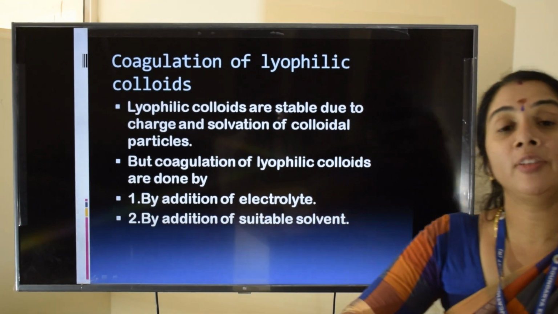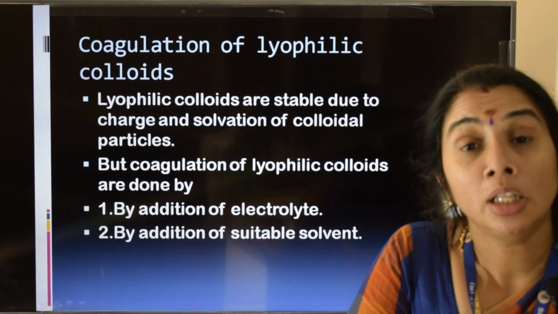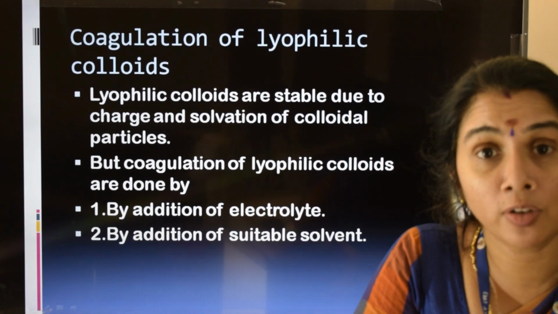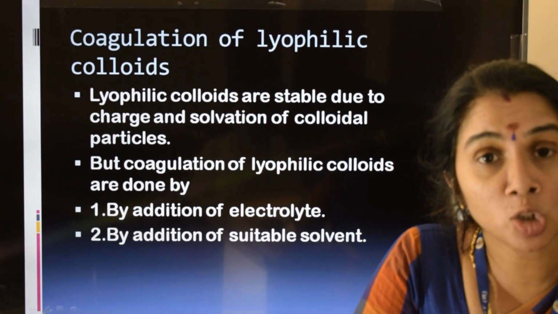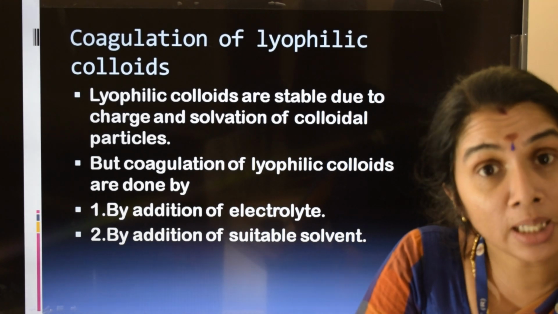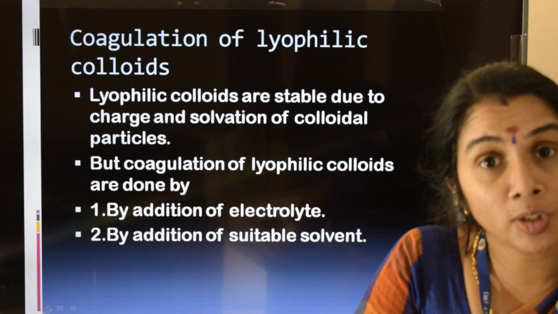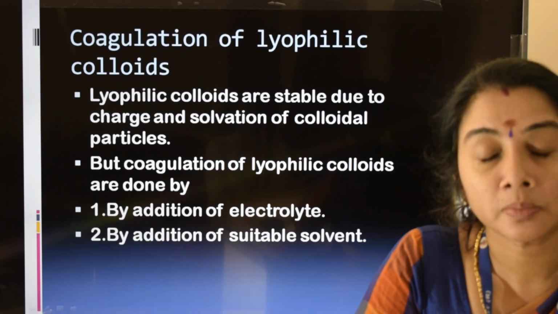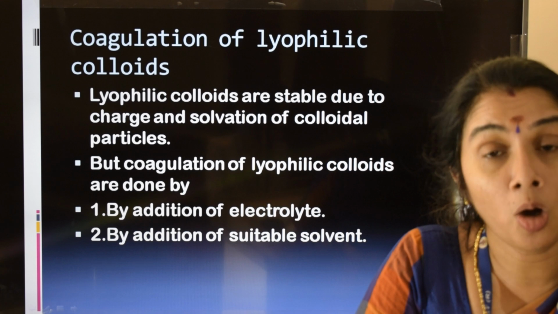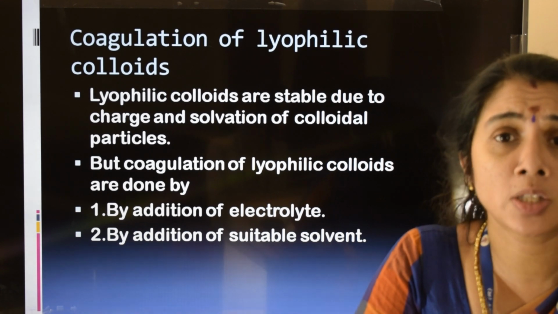So till now we have discussed the coagulation of lyophobic colloids. 5 methods of coagulation we have discussed. One is by electrophoresis, then adding two oppositely charged sols. The boiling method we discussed, continuous dialysis method, and addition of electrolyte. All these are connected with lyophobic sols.